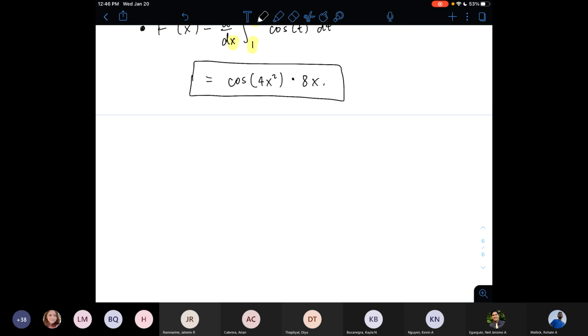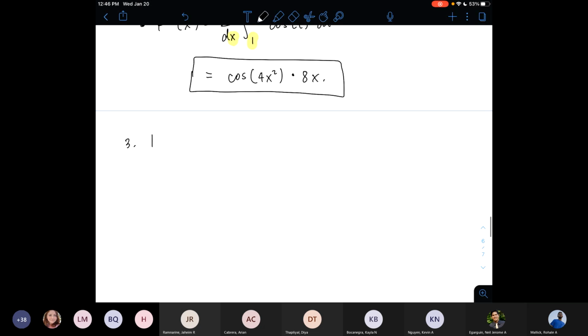All right, let's answer another one. So let's start with probably problem 3. Problem 3 is similar to problem number 2, so I'll address problem 3 instead. So capital F is given to be the integral from x squared to sine x of the square root of 1 plus t dt. And we need to find capital F prime of x.